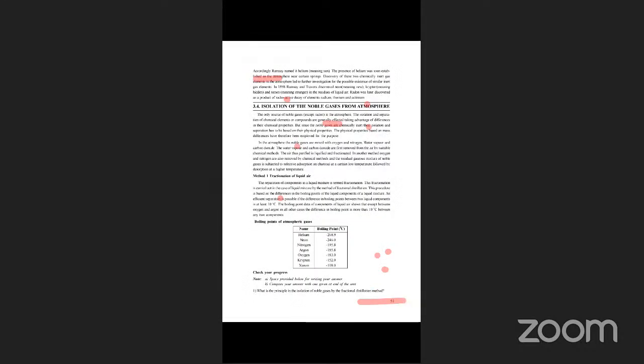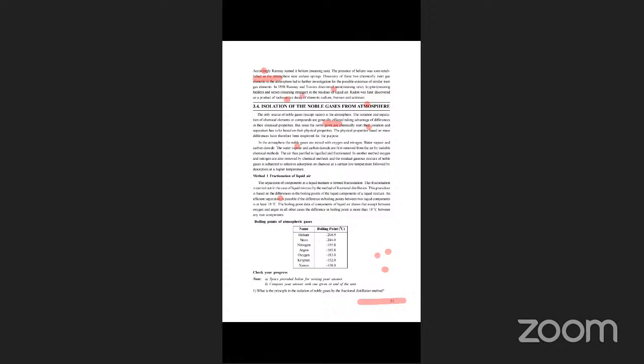So this is the discovery. According to Ramsay, the name is helium, meaning sun. Neon means new, krypton means hidden, and xenon means stranger.